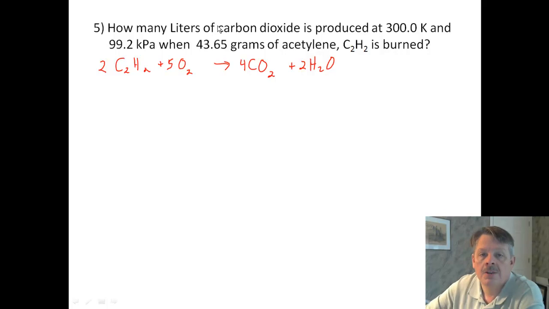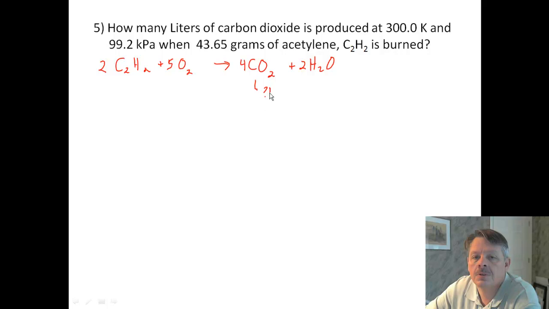All right, so how many liters of carbon dioxide are we producing? Liters, when we have 43.65 grams of acetylene burning. Okay, well the first thing we have to do is figure out how much acetylene weighs. So we take C2H2, and that's 12.011 plus 1.0079 times 2, and that weighs 26.0378 grams per mole.